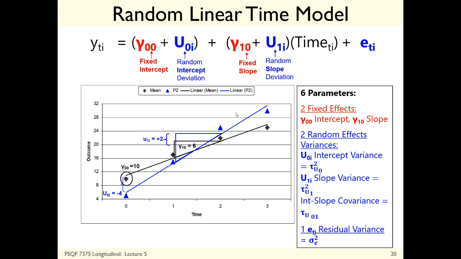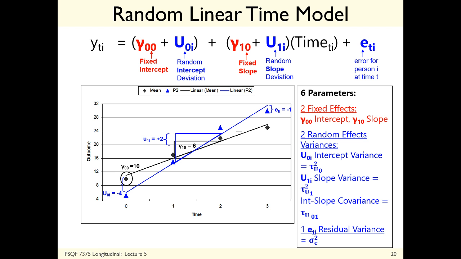Then last but not least, so long as you have 3 or more occasions, those lines aren't going to fit the individual data perfectly. So what's left is E. So there would be 4 E's in this picture. I've only drawn 1. But here, the actual outcome is lower than the line thought it should be, so it's negative. Here, it would be positive. Here, it would be about 0, and here it would be negative. So E variance then is time-specific variance that's unrelated to how people change.